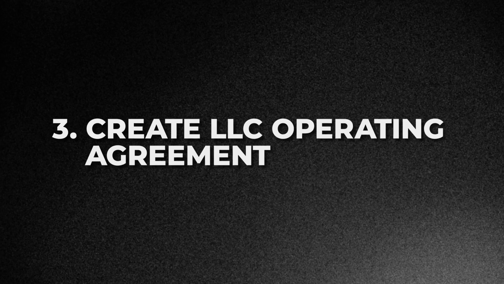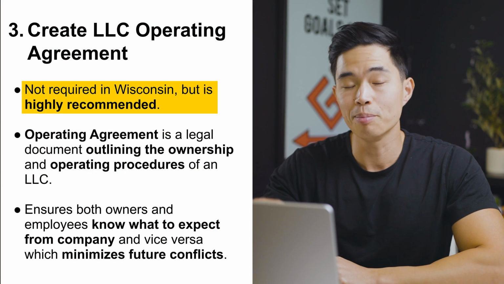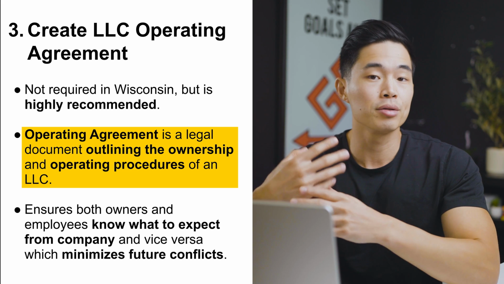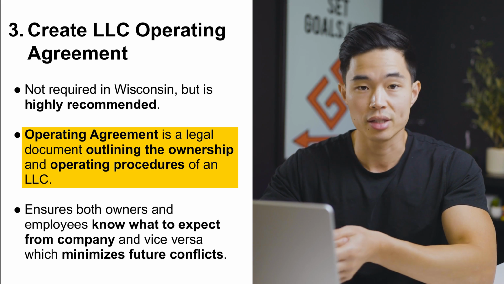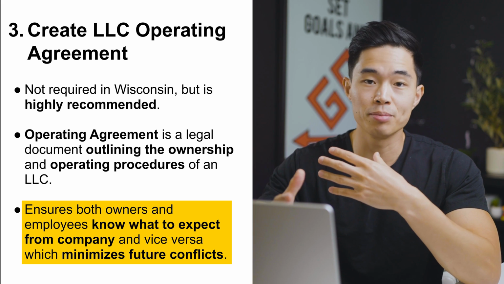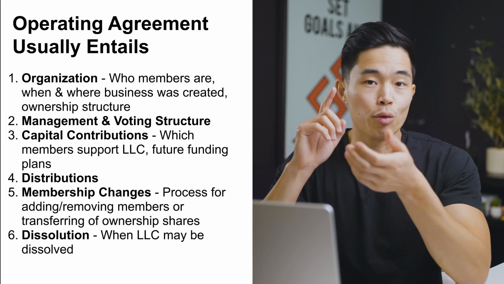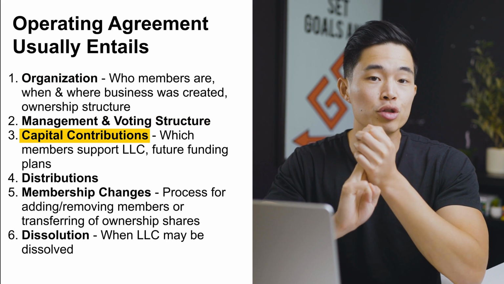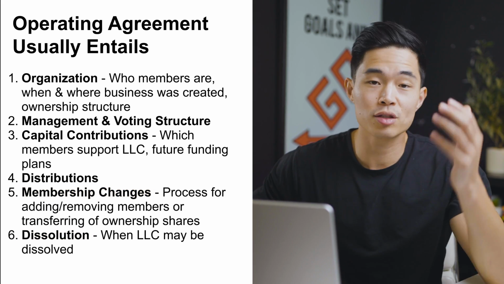Step 3 is to create your LLC operating agreement. Now, this is not required in Wisconsin, but it is highly recommended. An operating agreement is basically a legal document that outlines the ownership and operating procedures of your LLC. So basically, it's like the rules and guideline book for your company, and it minimizes future conflicts. It's going to include things like the organization structure, the management and voting structure, capital contributions, distribution rules, membership changes, and dissolution rules. Obviously, it is quite hard to write this.